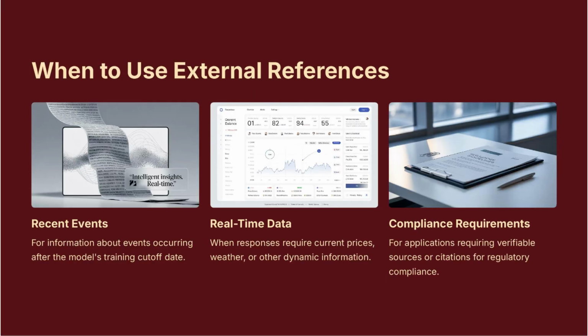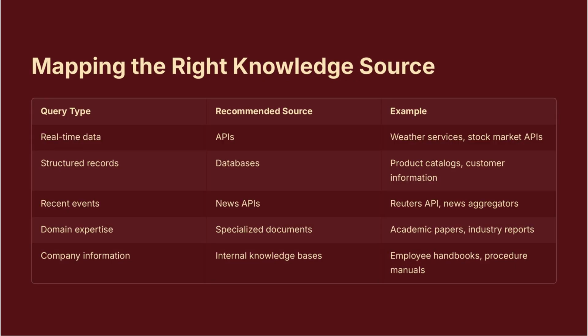Use external references for recent events beyond the model's training date, real-time data like current prices or weather, and compliance requirements needing verifiable sources for regulatory adherence. For real-time data, use APIs like weather services or stock market APIs.